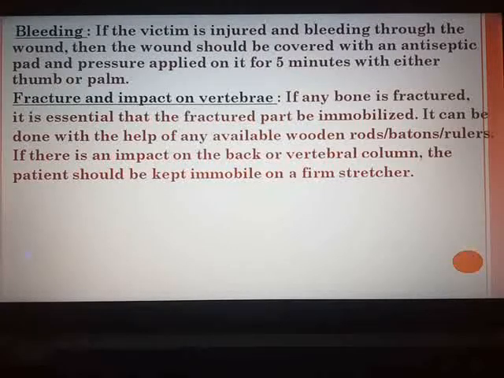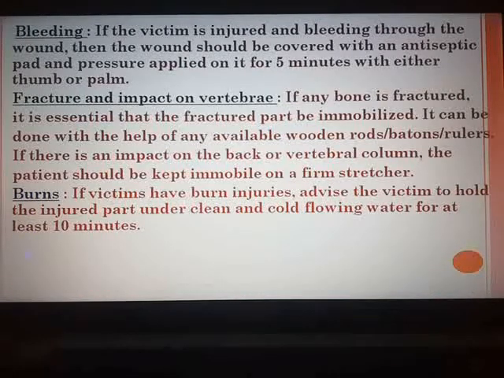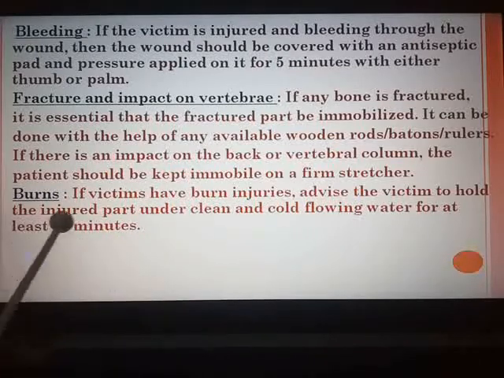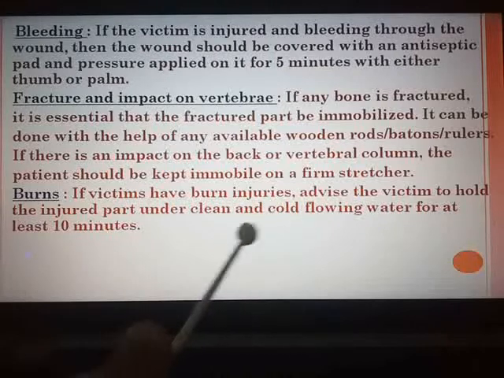You can also give it as points. So point number A will be your basic principles, life and resuscitation. Under A, you will have 1, 2 and 3: airway, breathing, circulation. This you can give as point number 2. This you can give as point number 3. Point number 4, continue marking in the same block. If victims have burn injuries, advise the victim to hold the injured part under clean and cold flowing water for at least 10 minutes.